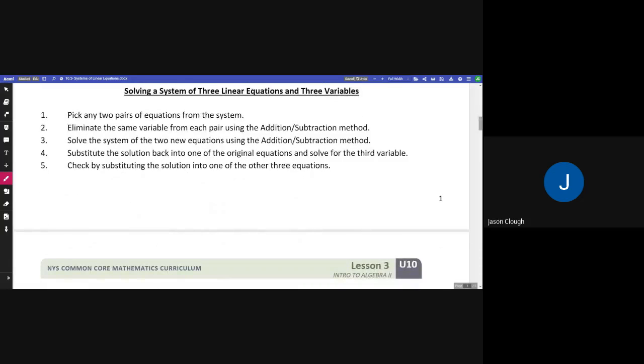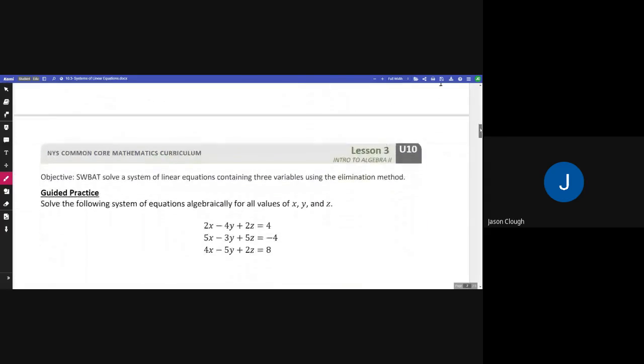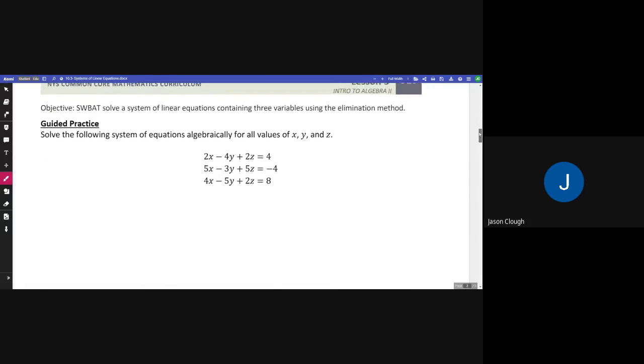Once again, these are our 5 steps. Picking 2 pairs of equations, eliminating one variable from both, and it should be the same variable. Take those 2 new equations we end up getting and use them in order to figure out what the remaining 2 variables are. Substitute those 2 solutions back into one of our original 3. Solve for the third one, and then check using the other equation.